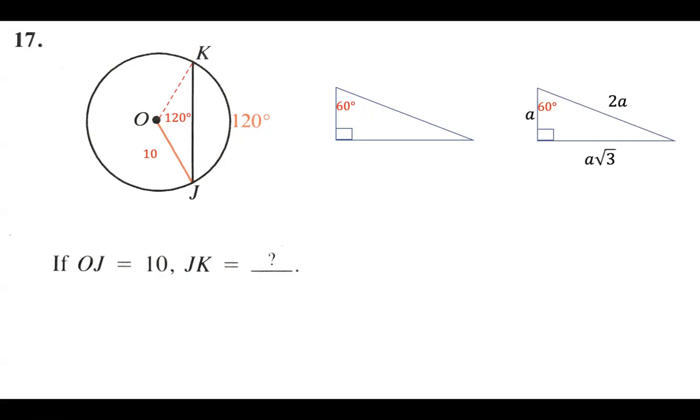So let's see what piece of information we have. Well, we have the hypotenuse is 10. So that literally means that 10 is equal to 2A. A little bit of algebra there. That means A is equal to 5. So anywhere I see an A, I can write a 5.